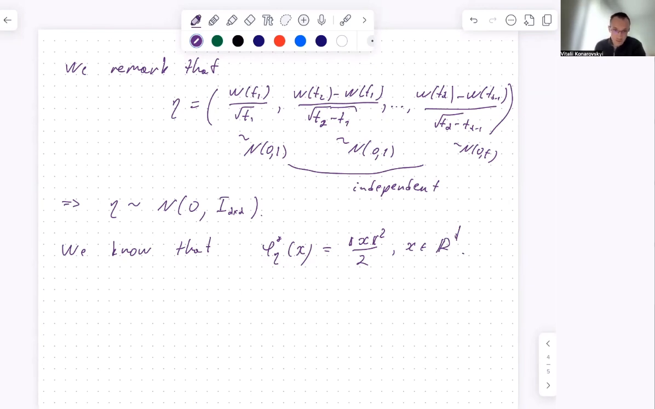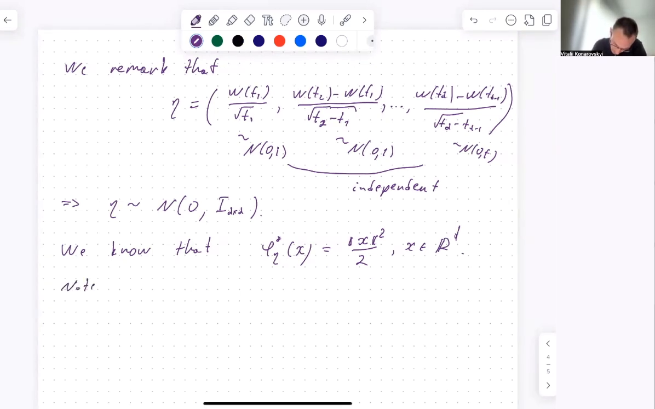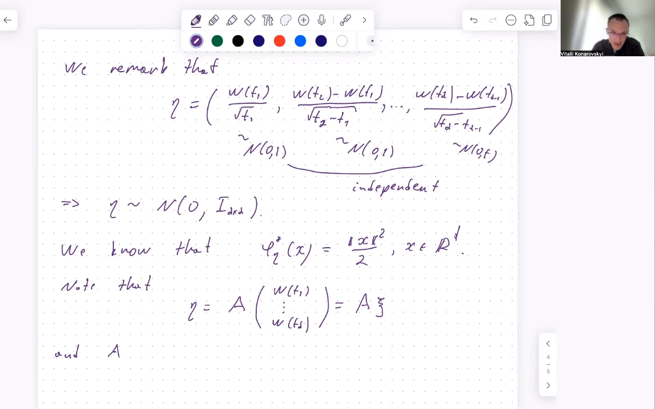And now let's also note that, of course, it is trivial to see that you can write eta as some matrix, and you can also precisely compute that matrix. I don't want to do that today. You can do that by yourself, as a matrix multiplied by the vector W_{t1} and so on up to W_{td}. Or in other words, in our notations, it is a linear transformation of the vector xi. And also the matrix A is some non-singular, or invertible, matrix.